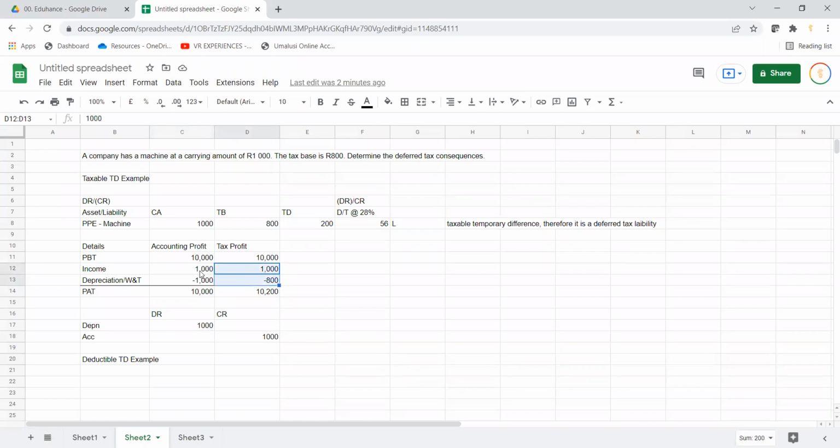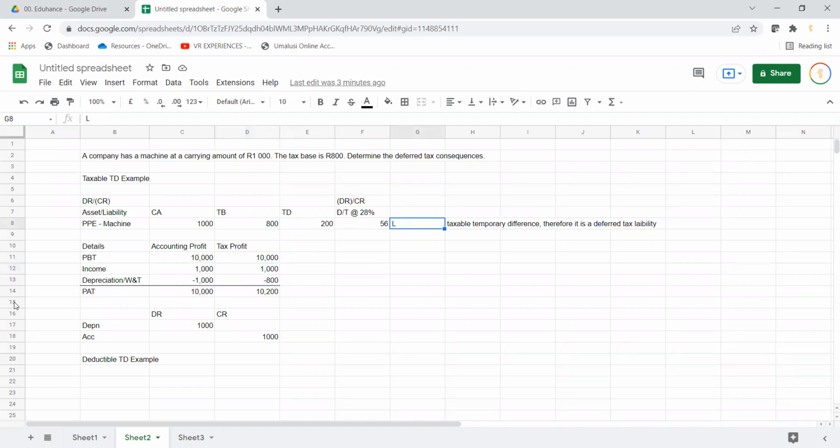So as you can see, the accounting profit is 0. The tax profit is 200. So tax profit is more than accounting profit in future. Therefore, in future, we're paying more tax. And because we're paying more tax in future, it's a taxable temporary difference. When we have a taxable temporary difference, we have a deferred tax liability.